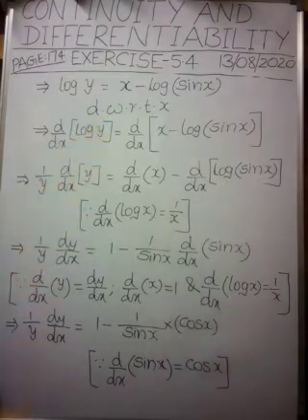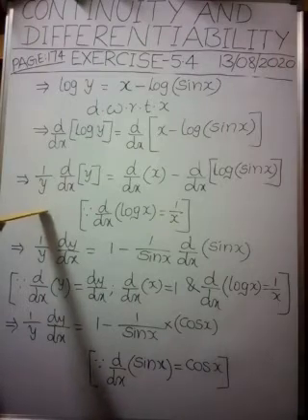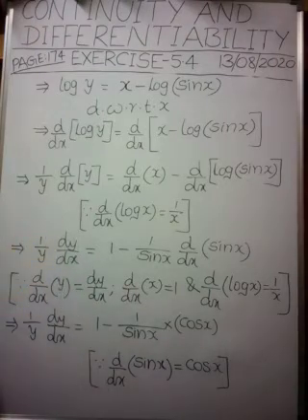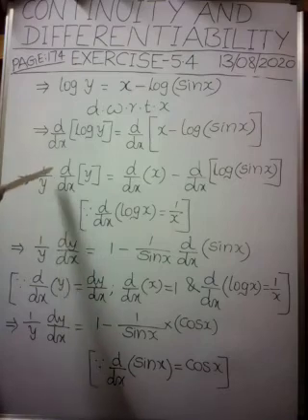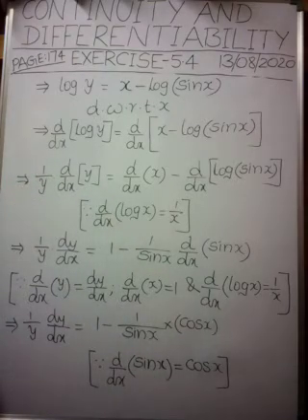What is the formula d by dx of log x? 1 by x. So 1 by, what is assumed as x here? y. So we write y, 1 by y into d by dx of y. Whatever we are assuming in our mind, we have to write that part here: d by dx of y. Understood this part, my children?